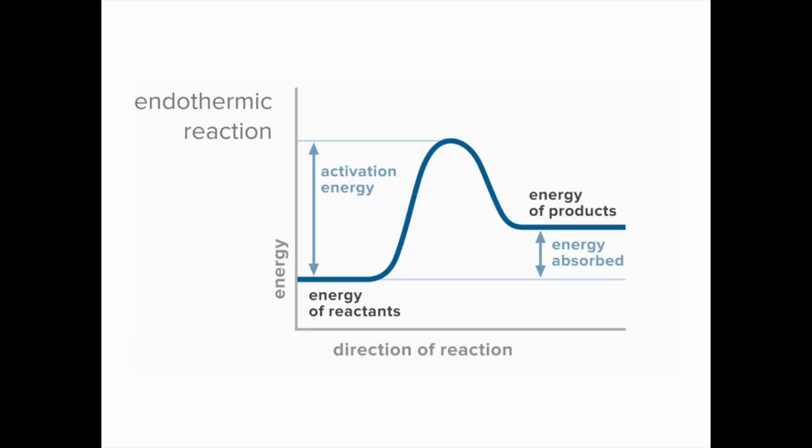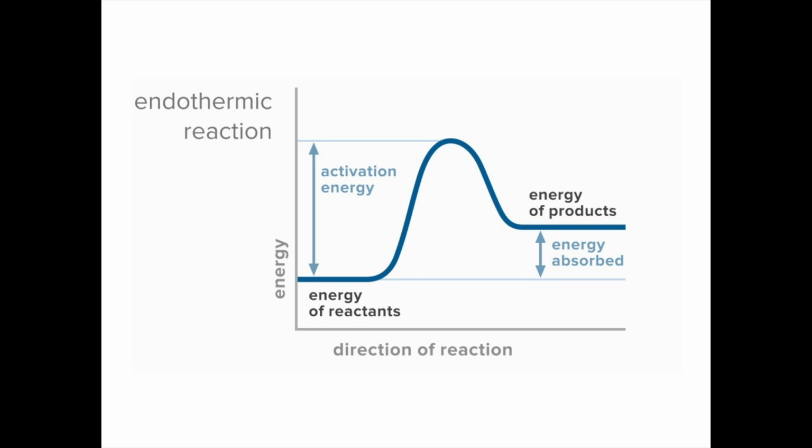So let's see how you got on. So here's an energy profile diagram for an endothermic reaction. So when plotting the energy changes that take place, you still have to include the activation energy, but this time the products have more energy than the reactants. This is because energy has been taken in from the surroundings.